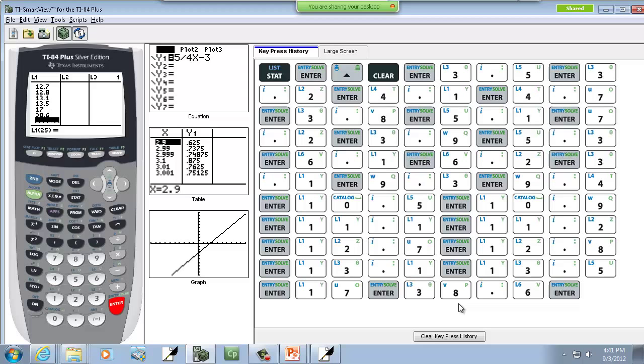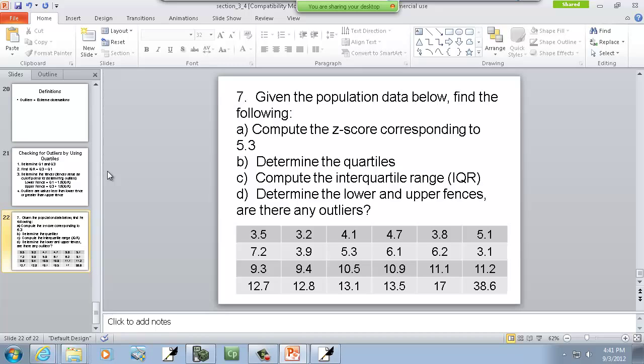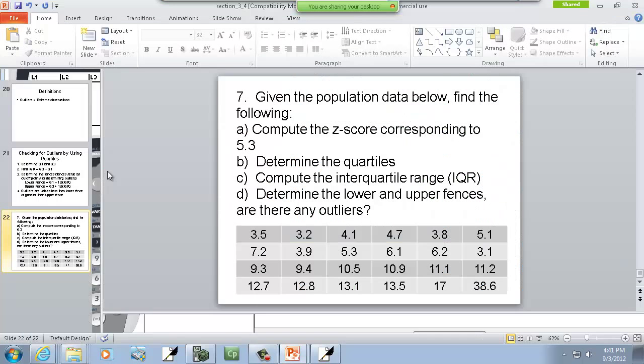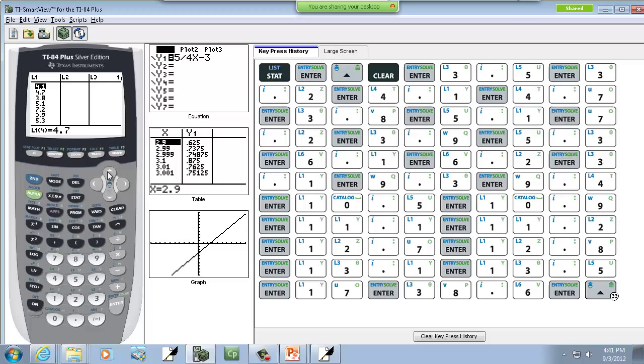Okay, now I'm going to go up and double check myself. 17, 13.5, 13.1, 12.8, 12.7, 11.2, 11.1, 10.9, 10.5, 9.4, 9.3, 6.2, 6.1, 5.3, 3.9, 7.2, 5.1, 3.8, 4.7, 4.1, 3.2, 3.1. Okay, all looks correct.